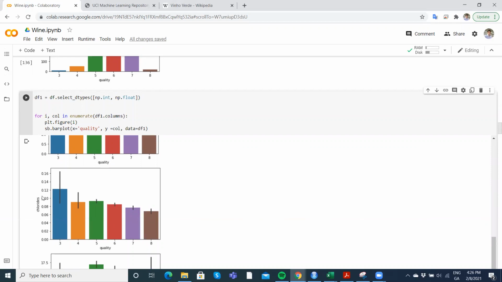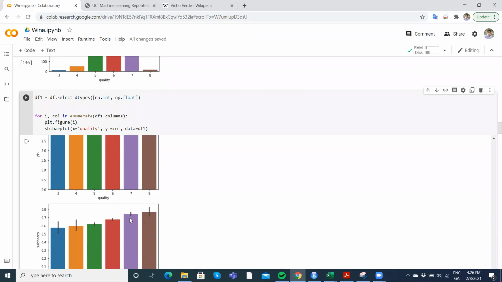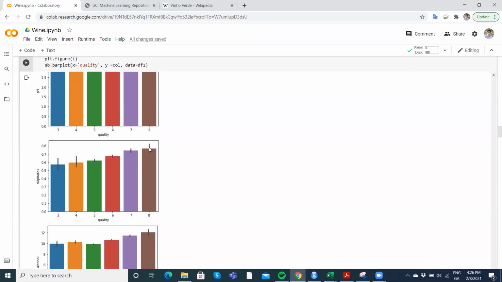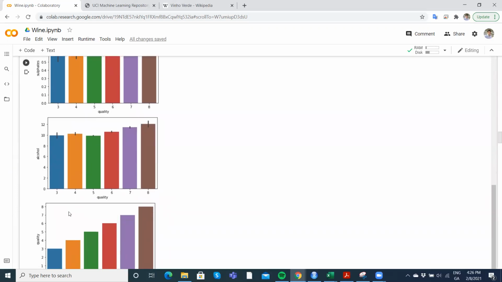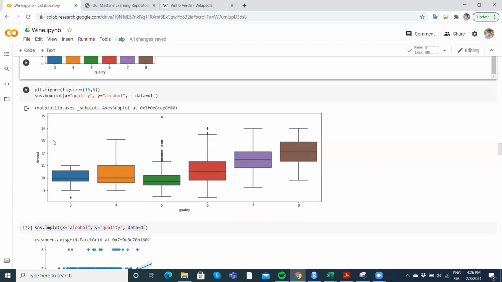The chlorides, which is associated with the salt in the wine, there's a sort of negative relationship and so on, right? So not so clear cut. A little bit here, the sulfates, it seems to be positively linked to the quality. So the 8s are commanding typically higher sulfates. Quality and alcohol, there's a link here. Higher alcohol seems to be associated with a higher quality. And then quality and quality is unidimensional, as we might expect, right?